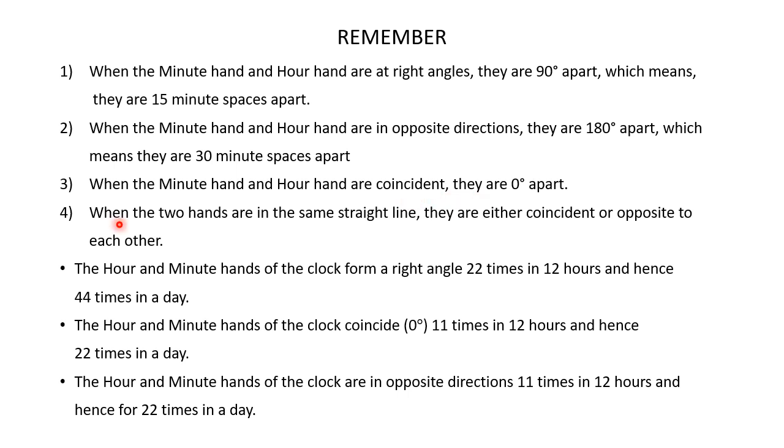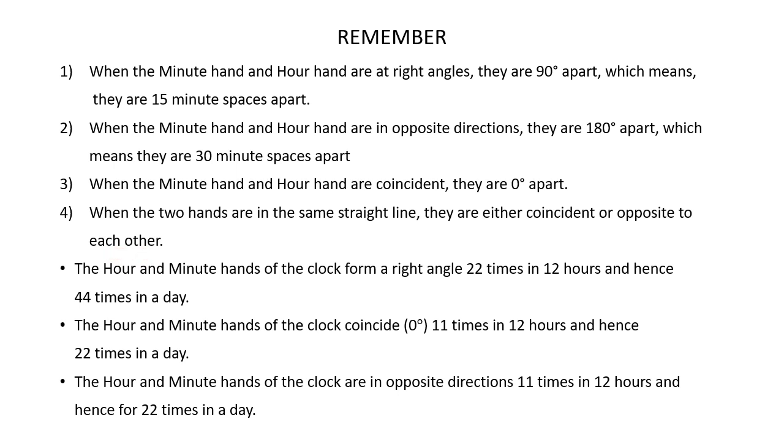When the two hands are in the same straight line, they are either coincident or opposite to each other. Observe here that coincident means both the hands of the clock are together. So when both the hands are together, they form a straight line. When both the hands are opposite to each other also, they form a straight line. So when the two hands are in the same straight line, they are either coincident or opposite to each other.